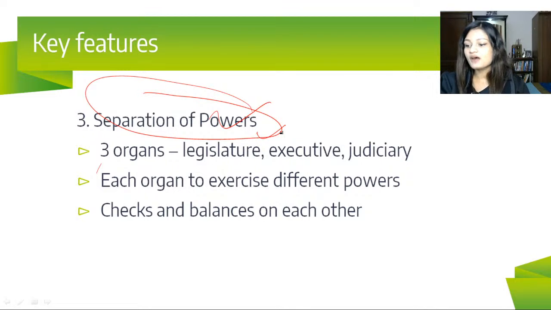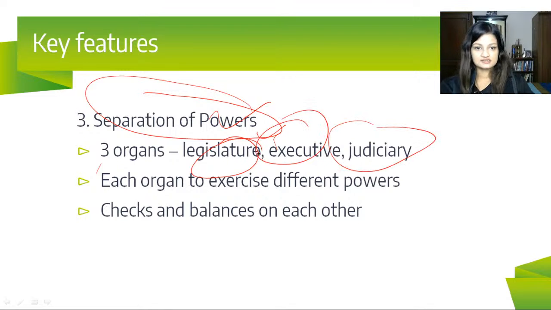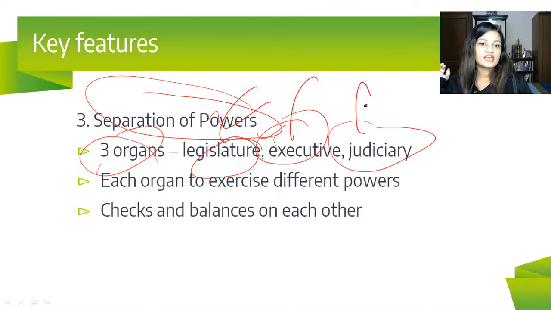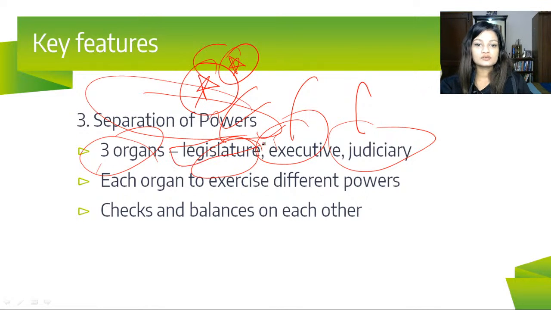Okay, so the third feature that we are going to talk about is separation of powers. So what do we understand by separation of powers? So guys, in India we have three main organs. Okay, three organs in India: one is the legislature, one is the executive, one is the judiciary. So again, this is a very important point. You have to understand it very well, very properly, very thoroughly, because it is super important. So these three organs act in different ways.